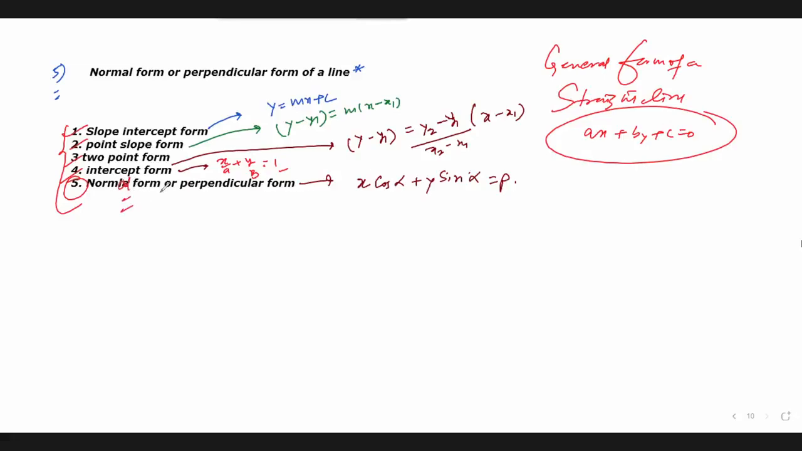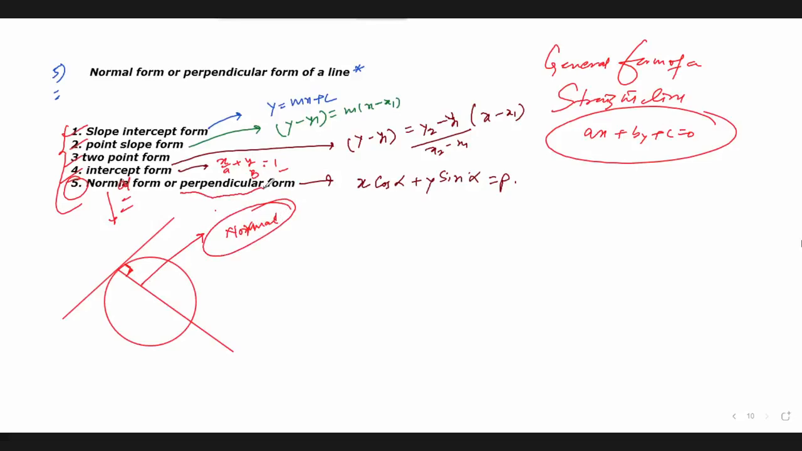Normal form. Children, do you know what a normal is? If a circle is there and I draw a line which is touching the circle, everybody knows it is a tangent, and a line perpendicular to the tangent is a normal. So perpendicular lines are basically known as normals. And you know what perpendicular is? It's a very famous word, perpendicular. In some movie, it was also the name of a person.